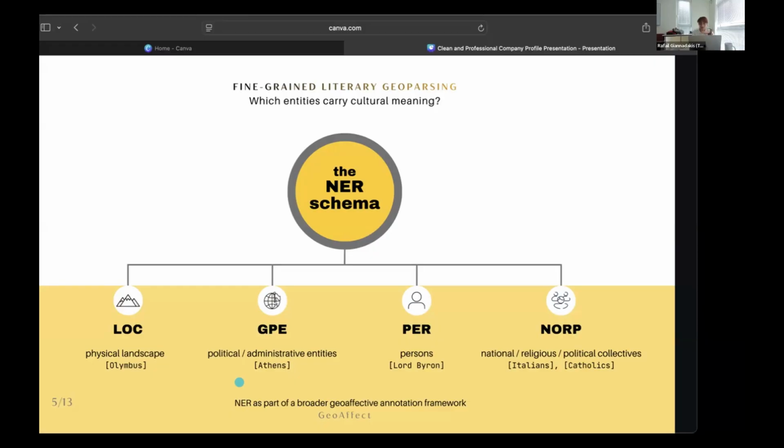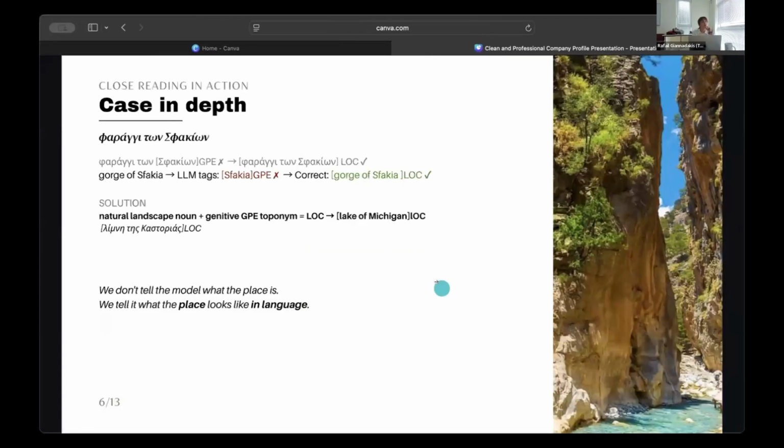These categories are not self-evident. Defining each one precisely requires us to read the texts carefully. So, the case of the Faragi of Sfakion, the Gorge of Sfakia. Why did the models fail? Not because they didn't know the word Sfakion, they did. Not because they didn't know the word gorge. They did also, but they missed the whole phrase as a compound phrase.